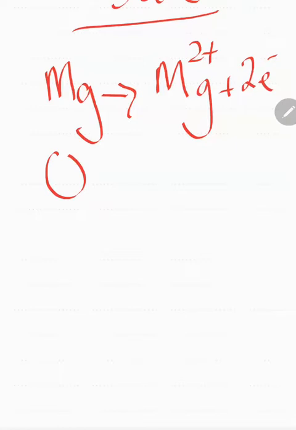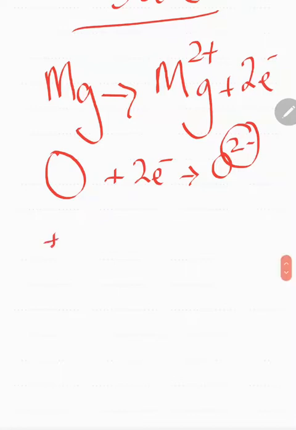An oxygen atom can gain 2 electrons to become O2-. So the oxidation state of oxygen is -2. So let's summarize it for you then. All group 1 metals have an oxidation state of +1, when they form a compound.